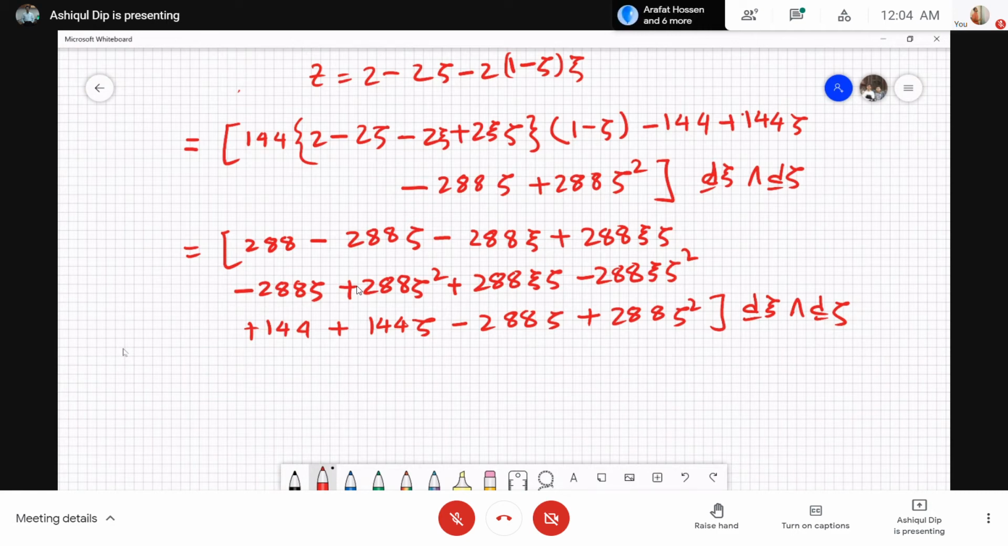Actually, they reinforce instead of cancelling, isn't it? I don't think any term cancels out here at all. So at least we can factor out 144 out of every term, right? Every term is a multiple of 144. So 144 times 2 minus 2 zeta.